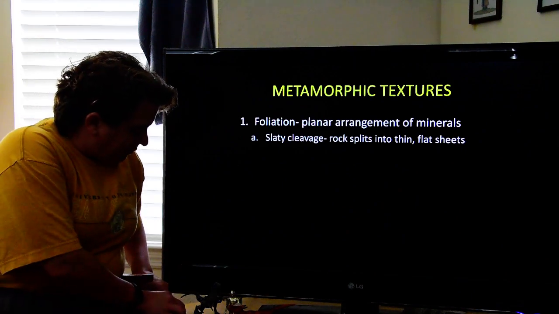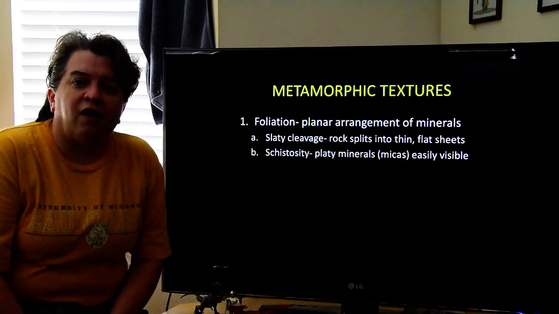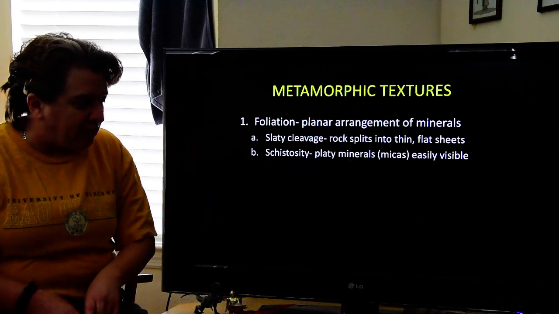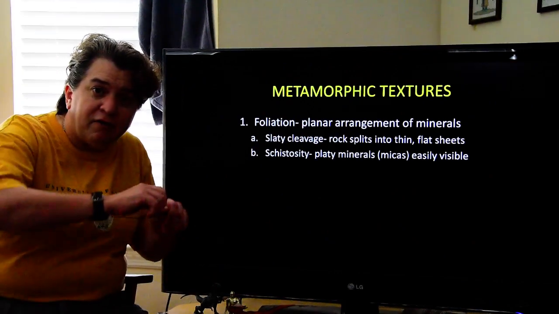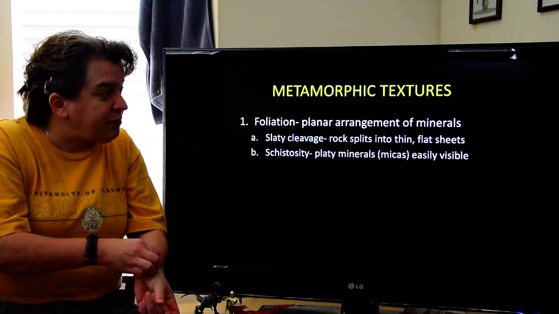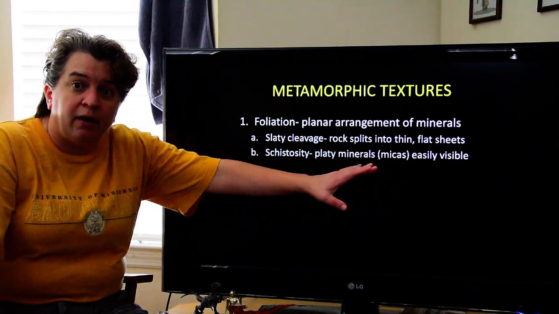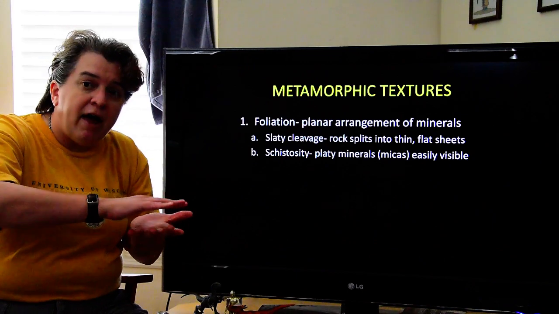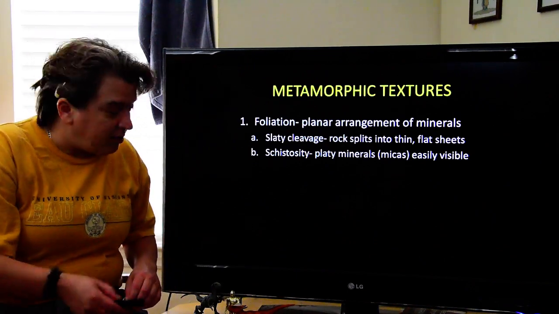Now, we also have what's known as schistosity. And schistosity is where you have platy minerals like micas. Remember the muscovite and biotite from lab that I said you could kind of peel apart if you wanted to? Well, you have lots of those platy mica minerals in there. They're easily visible, and they are what forms the foliation in schistosity.